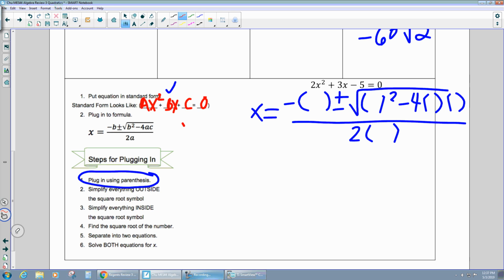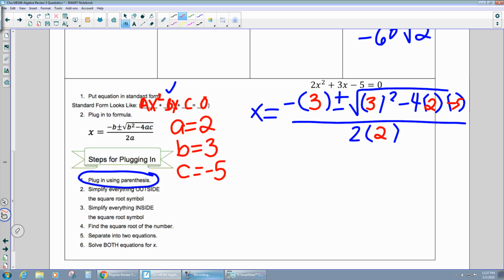Our a value is 2. Our b value is 3. And our c value is negative 5. We're just going to plug these in. In the first parentheses was b. And our second parentheses was b, which is 3. And that parentheses next to the 4 is a, which is 2. And this last one over here is c, which is negative 5. On the bottom, I have 2a. So instead of writing a, I'm plugging in 2.